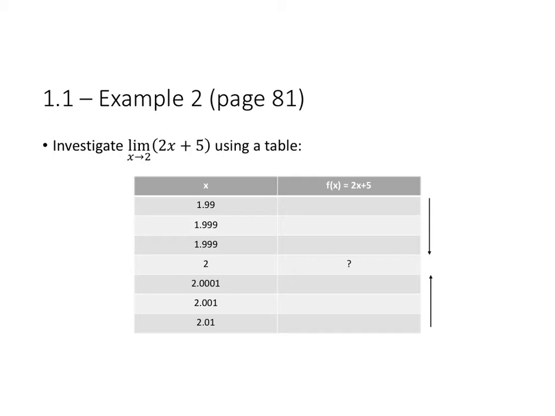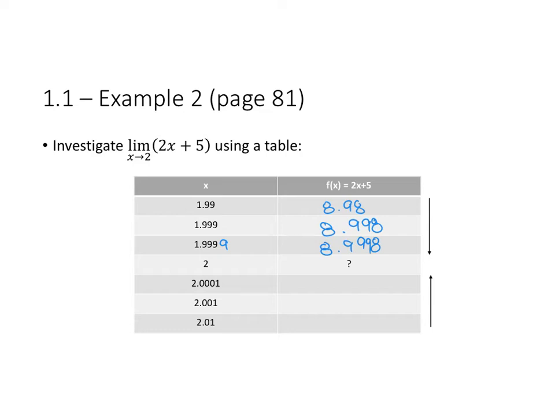So for example, I'm going to trace x equals 1.99, and I get 8.98. 1.999, and I'll get 8.998. Oops, I'm supposed to have 1.9999 for that one. That was 8.9998. Now let's do the other side.